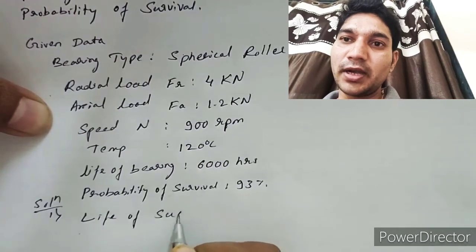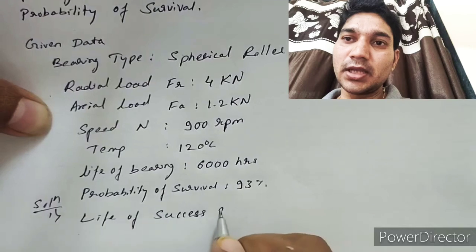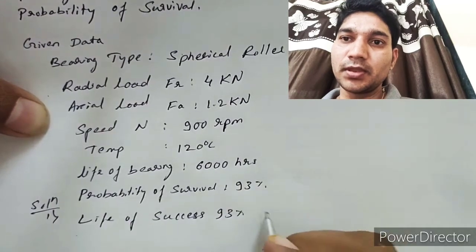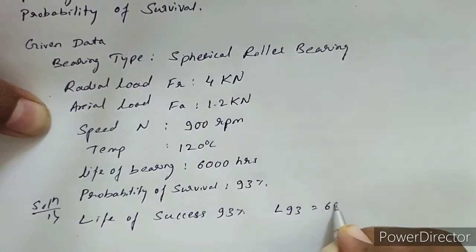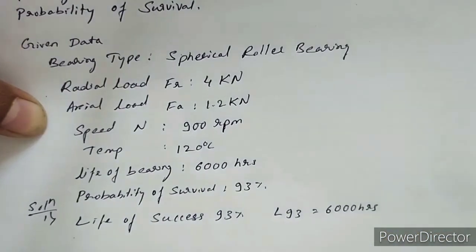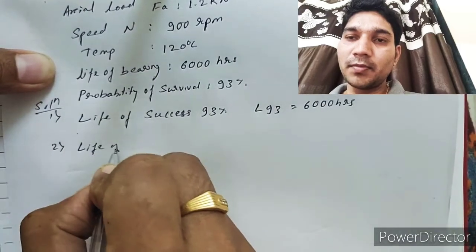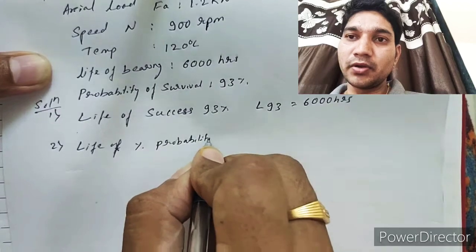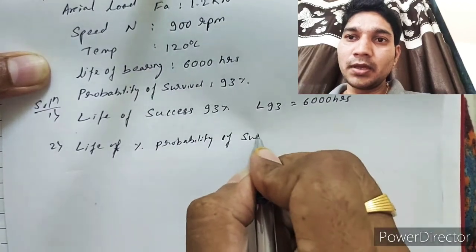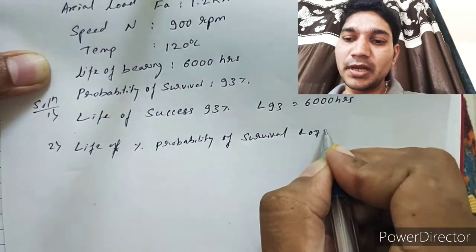Life of success for 93%, which is expected, is 6000 hours. First step. Then second step: the life of the bearing in million revolutions we have to determine. So in order to determine that, we will write L93 in million revolutions.